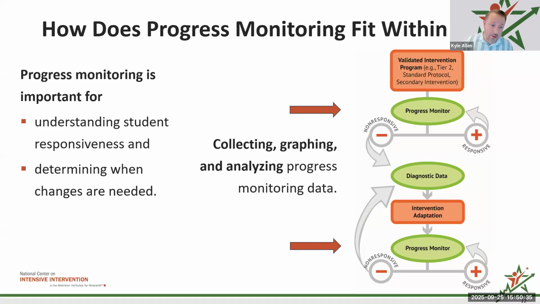Right now, we're talking about progress monitoring, which again helps us determine when a change is needed. And when we look at a graph, I'll show you exactly what I mean by that. But really, when we talk about progress monitoring, we're talking about a couple things, right? It's collecting the data, it's graphing the data, and then it's analyzing the progress, right? And that helps us understand whether or not a student is responsive to the instruction or non-responsive, okay?